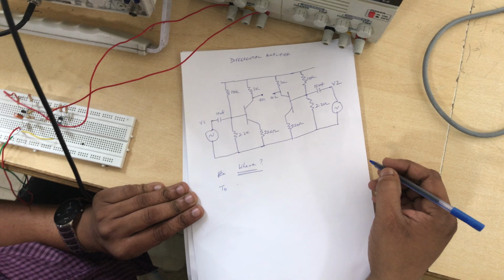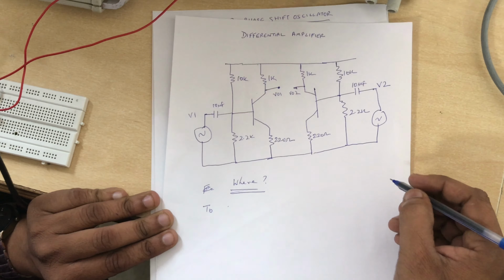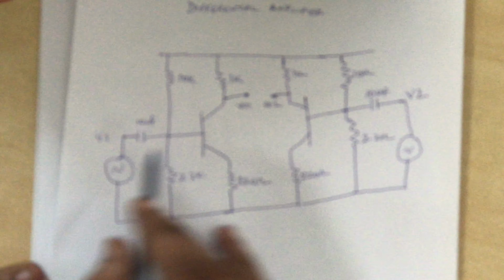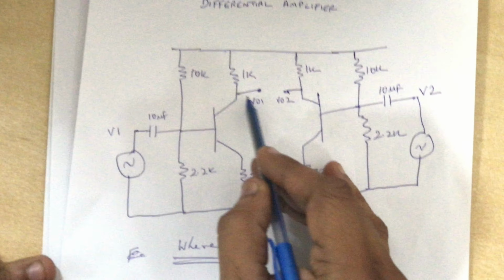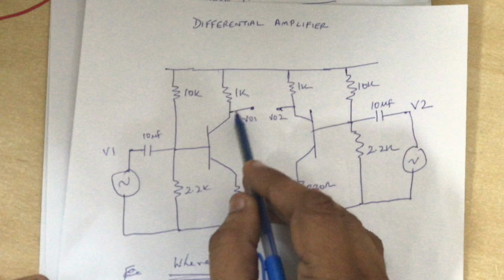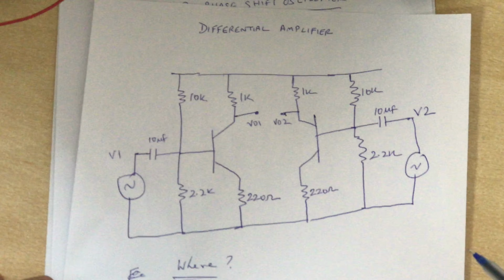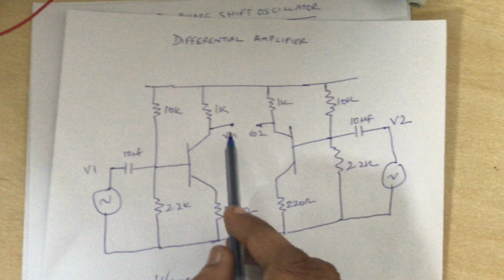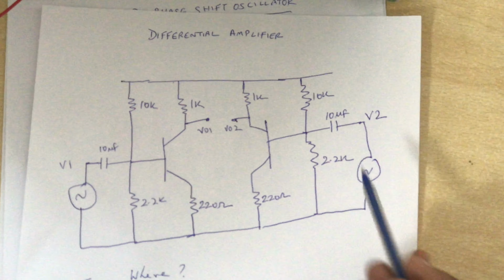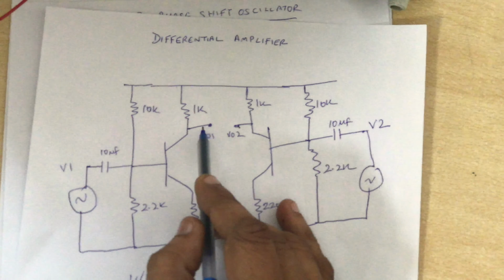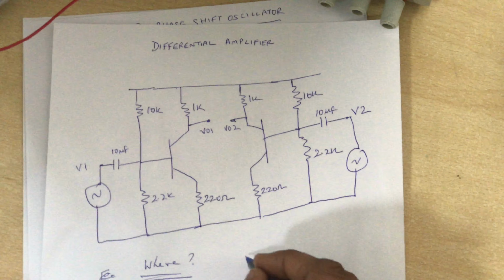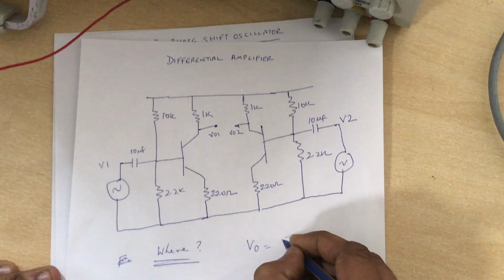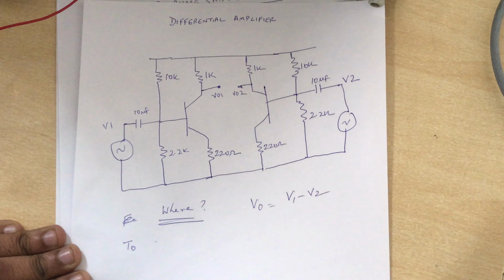Today we're going to perform a differential amplifier experiment. This is a basic circuit of a differential amplifier. We have V1 input and V2 input, and we take two outputs from the collectors of both transistors. A differential amplifier amplifies the difference between V1 and V2, and we take the output across this. So V0 will be V1 minus V2.